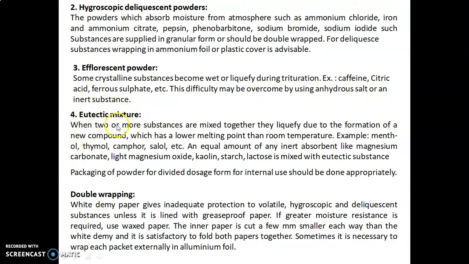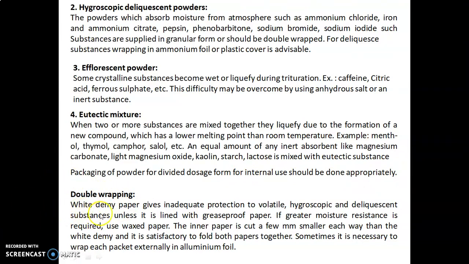Eutectic mixture. When two or more substances are mixed together, they liquefy due to the formation of a new compound which has a lower melting point than room temperature. Example: menthol, thymol, camphor, salol, etc. An equal amount of any inert absorbent like magnesium carbonate, light magnesium oxide, kaolin, starch, or lactose is mixed with the eutectic substance. Packaging of powder for divided dosage form for internal use should be done appropriately.